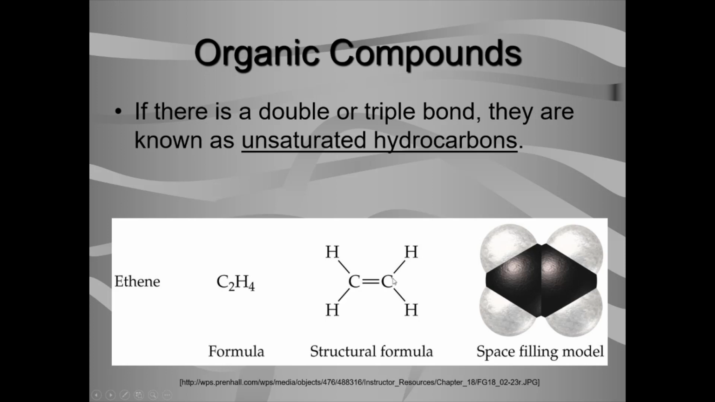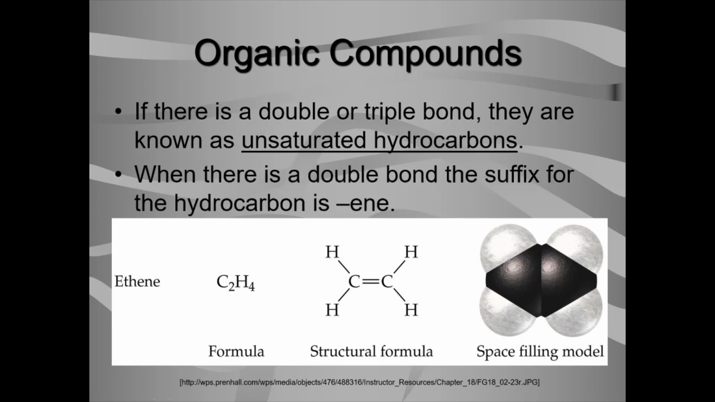So since we had 2 carbons, that's where we get the root word eth. Now the ending did change. Okay, so the ending did change. When there's a double bond, the suffix for the hydrocarbon is going to be ene, E-N-E. Not ane like we saw before, A-N-E. This is going to be E-N-E.